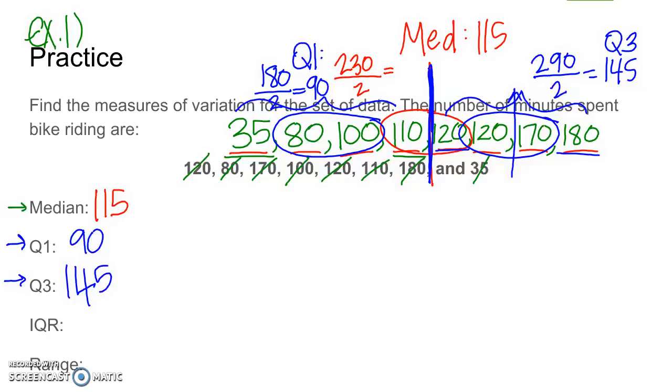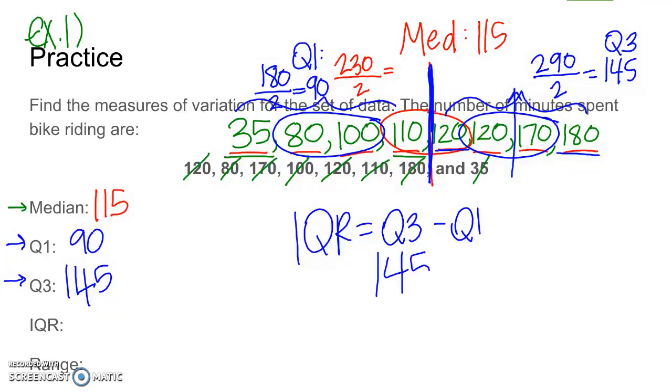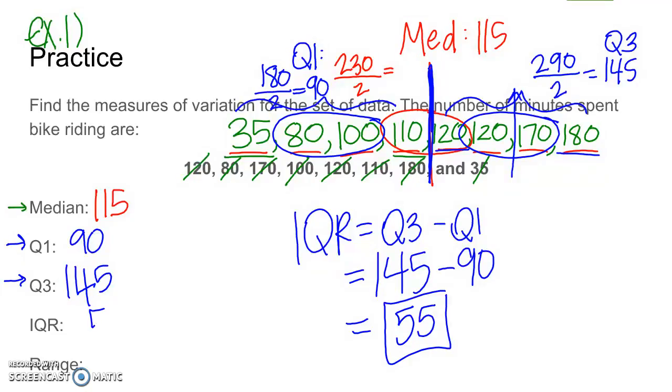IQR, remember we wrote down the formula that IQR equals Q3 minus Q1. So now that I found Q3 is 145, Q1 is 90, I just subtract those to get the interquartile range, and that's going to be 55. Last thing to find is the range.